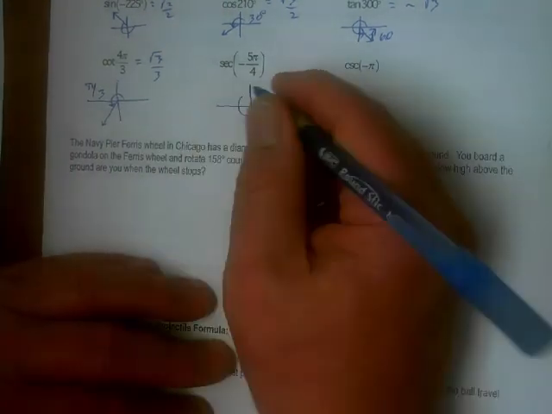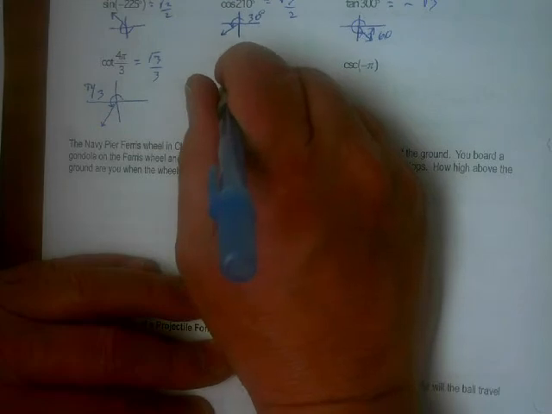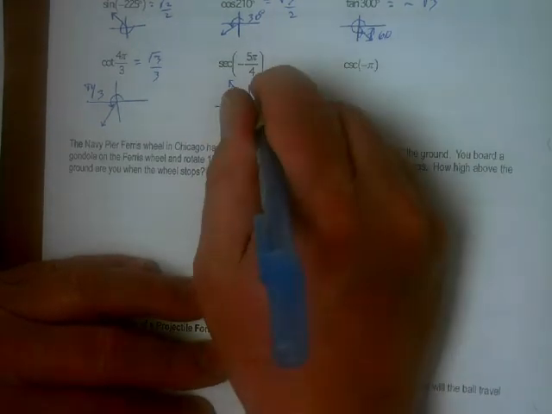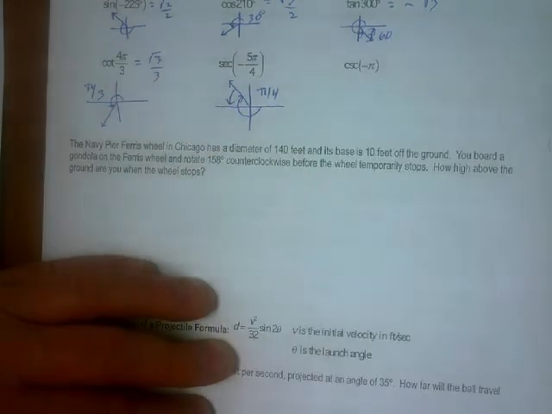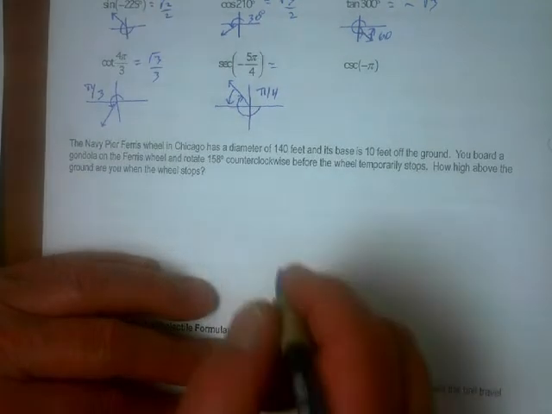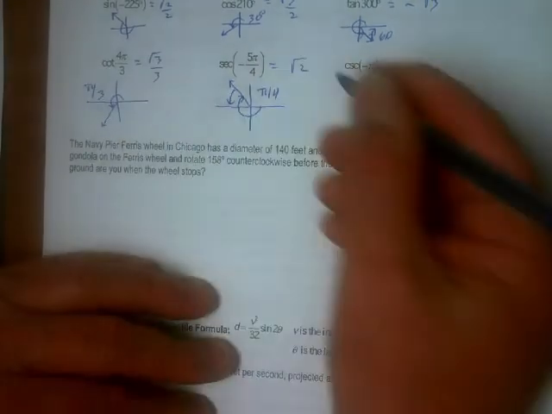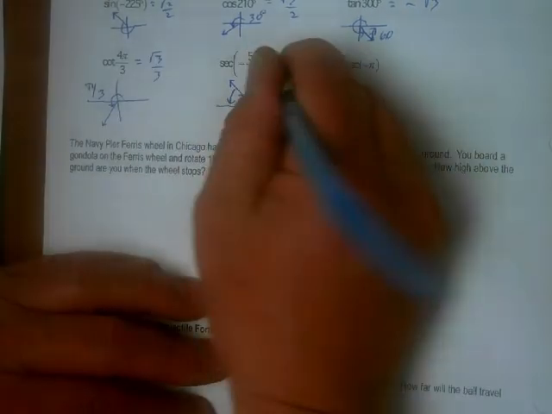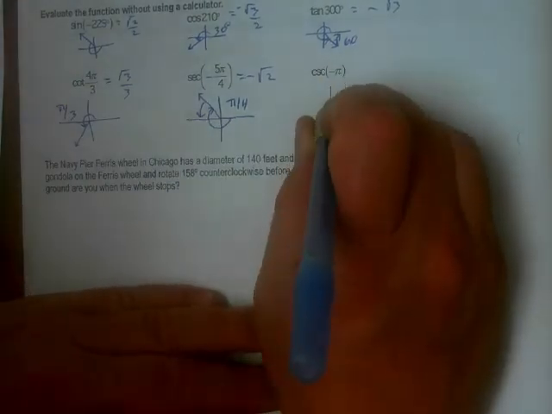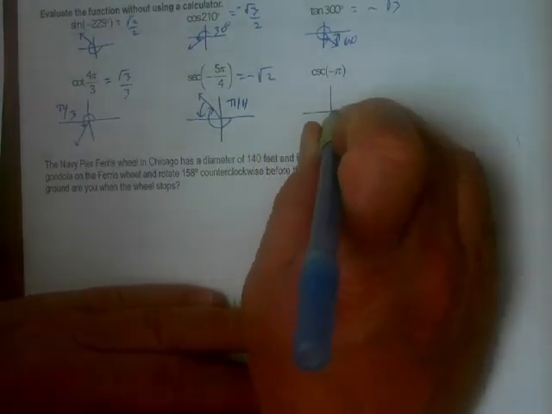Then we have negative 5 pi over 4. Negative 5 pi over 4 is going to put me here in the second quadrant. My reference angle is pi over 4. The secant of pi over 4 is root 2. In the second quadrant, secant is negative. It's negative root 2.